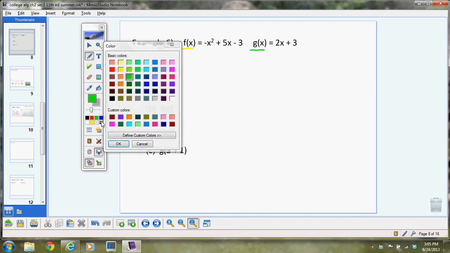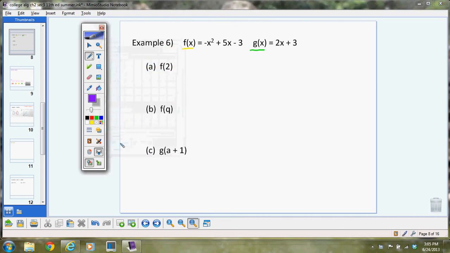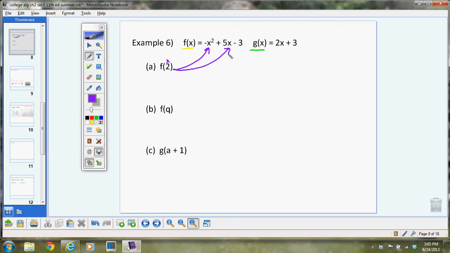Now in the first part of this, they say find f of 2. So what that means is when x is 2, what is your y? To get that, you take the 2 and you plug it into the f equation everywhere you see an x here. So what I'm going to have is, this would be negative, and then in parentheses, 2 squared plus 5 times 2 minus 3. You just take out the x's and you replace them with a 2.